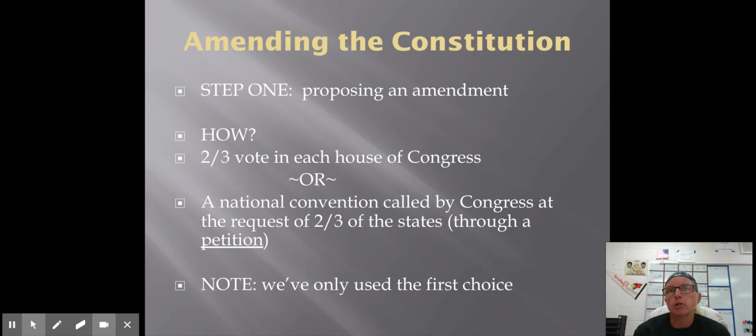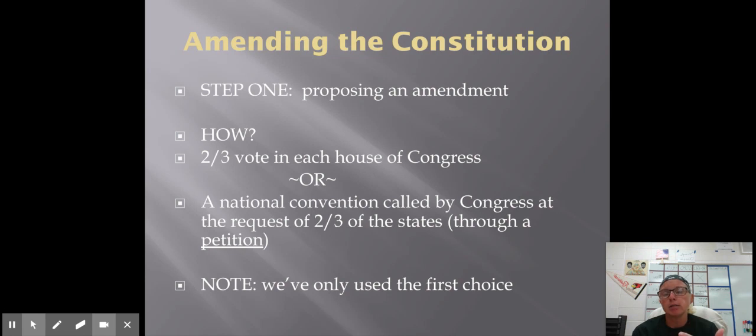To get it past this level, step one, they could either have a 2/3 vote approving it in each House of Congress. It has to be separately. It can't be like an average of the two. Or they can have a national convention called by Congress at the request of 2/3 of the states. We've only used the first choice. It's super efficient. It's a lot easier. Could they use the second choice? Absolutely. Have they? They've never used it. So it's just a lot more efficient to do it that way.